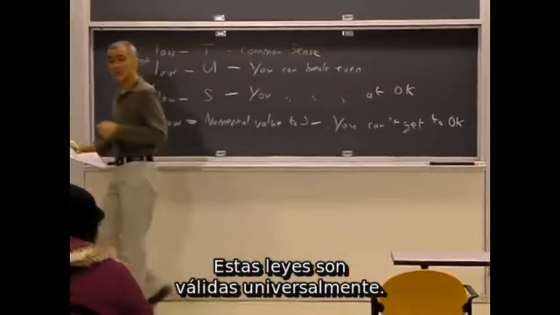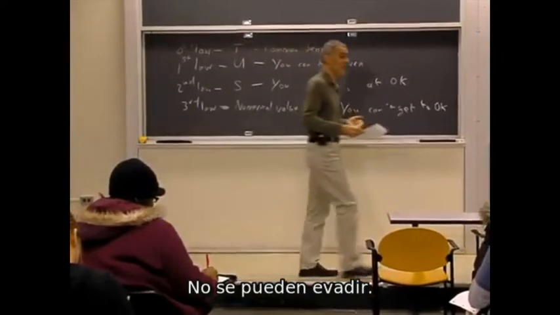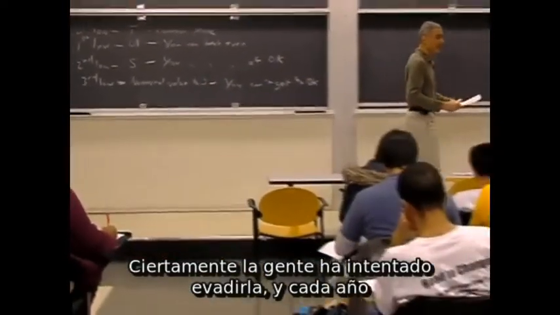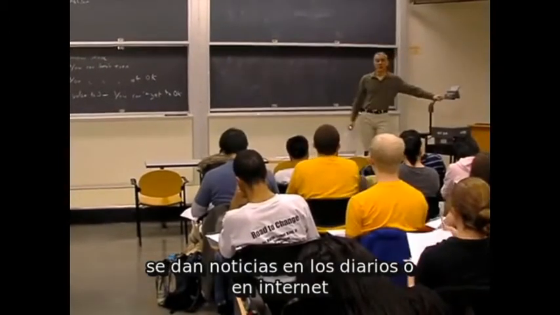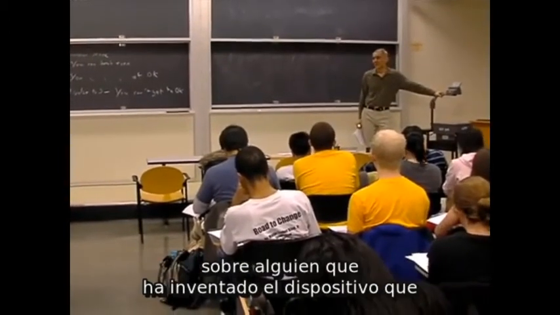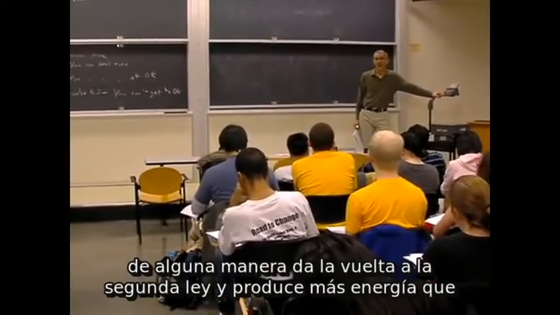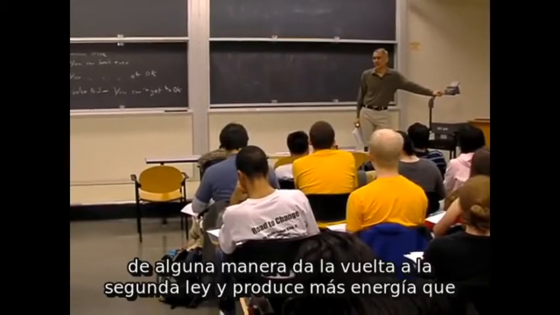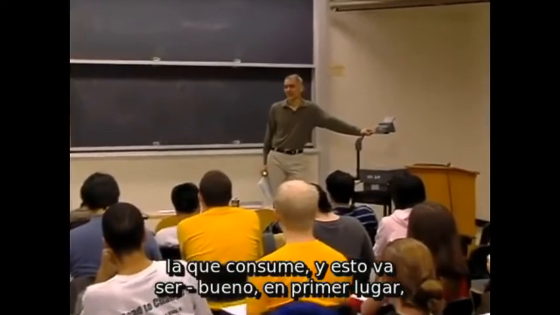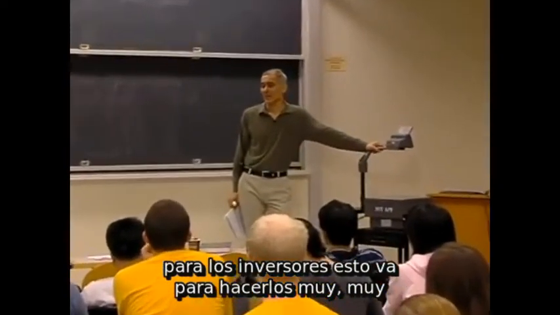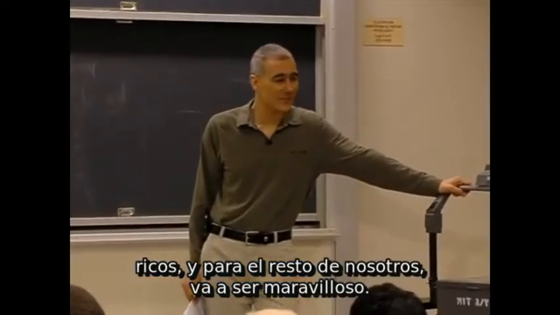Okay, these laws are universally valid. They cannot be circumvented. Certainly, people have tried to do that. And every year, there's a newspaper story in the Wall Street Journal or New York Times about somebody that has invented a device that somehow goes around the second law and makes more energy than it creates. And this is going to be, well, first of all, for the investors, this is going to make them very, very rich. And for the rest of us, it's going to be wonderful.